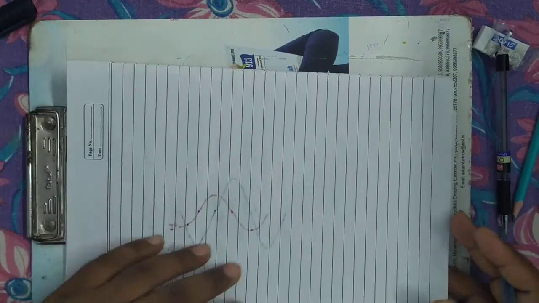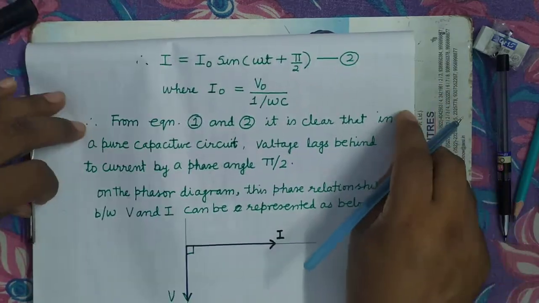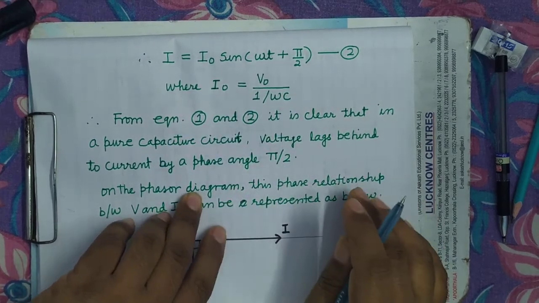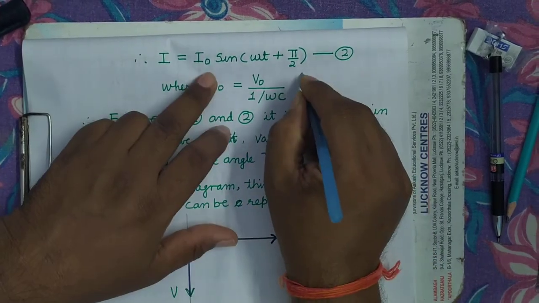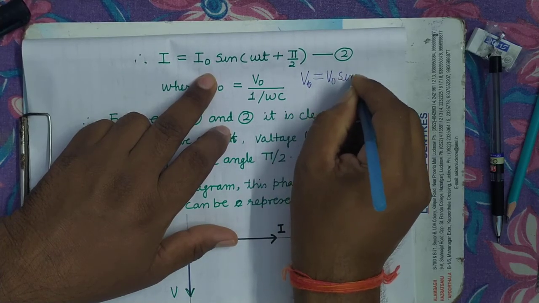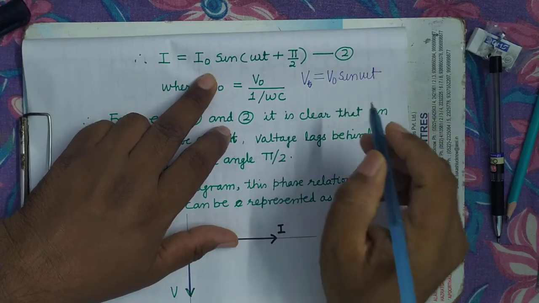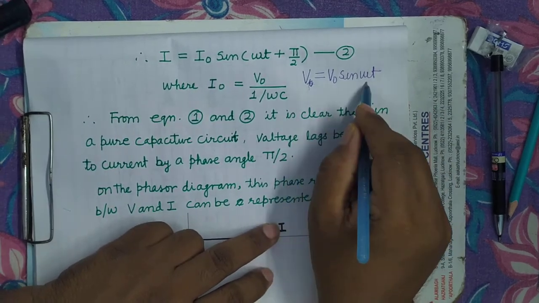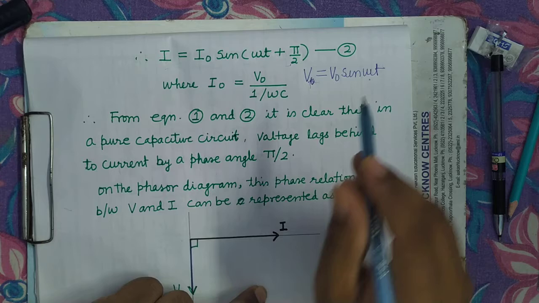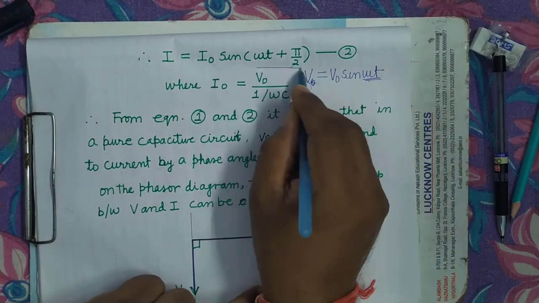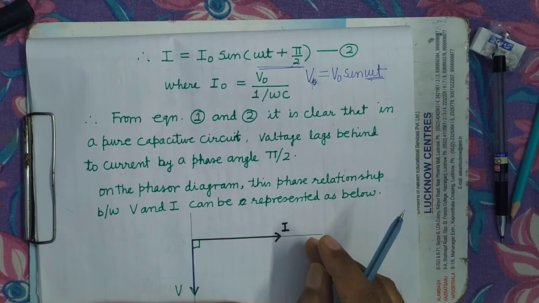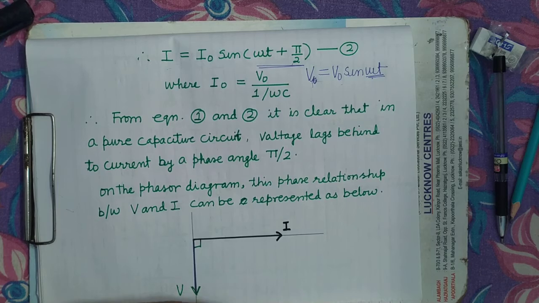Now you can see, therefore I equals to I naught sine omega t plus pi by 2, where I naught is this. What is the expression of the voltage? It is V equals to V naught sine omega t. Means when across the capacitor you have applied this AC voltage, the current which is produced is given by this. Now its phase angle is omega t plus pi by 2, means which one is leading? Very obvious, current is leading the voltage by a phase angle pi by 2.